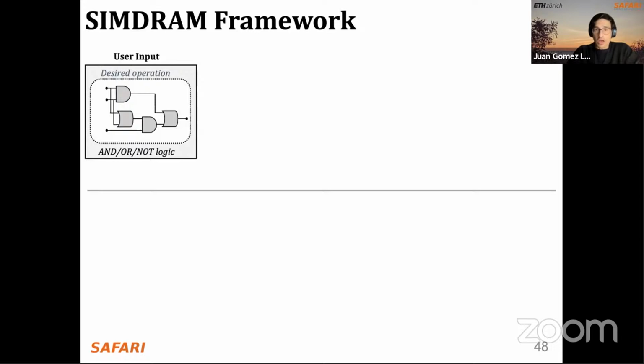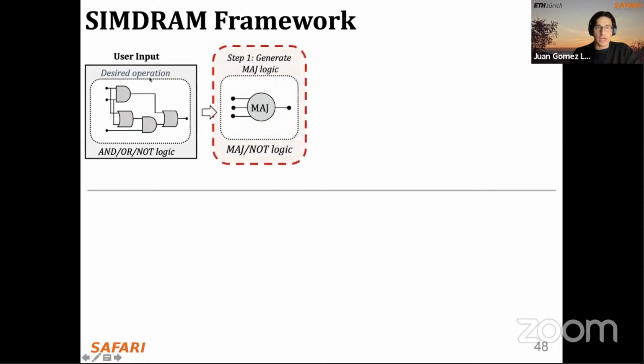We start from a user input, which is the desired operation. We can start from an AND/OR/NOT logic representation of the operation, for example, this one. In the first step, we are going to generate the corresponding majority-based logic. So what this essentially means, as we will see in the next slide, is that we convert this circuit based on AND, OR, and NOT into a circuit based on majority and NOT operations.